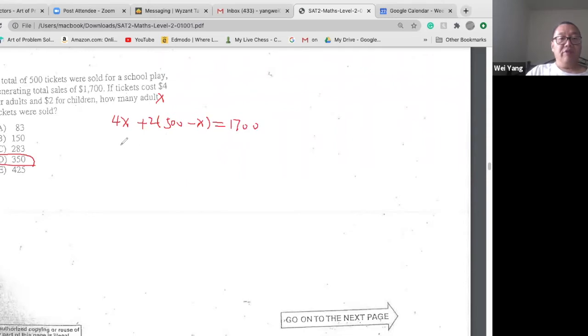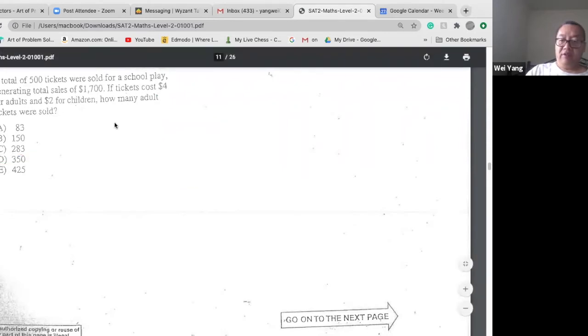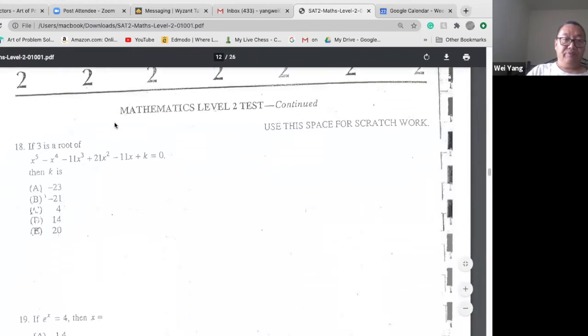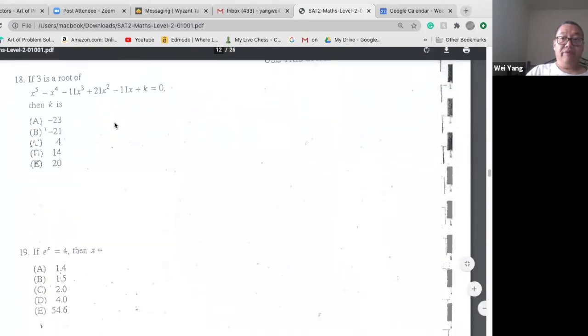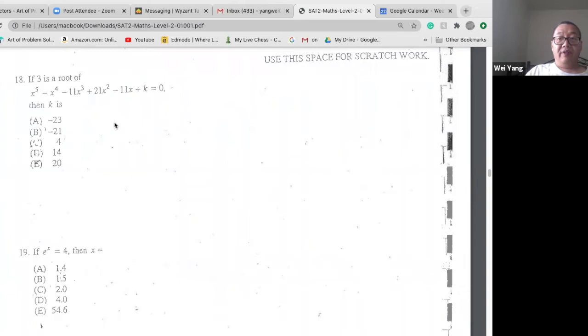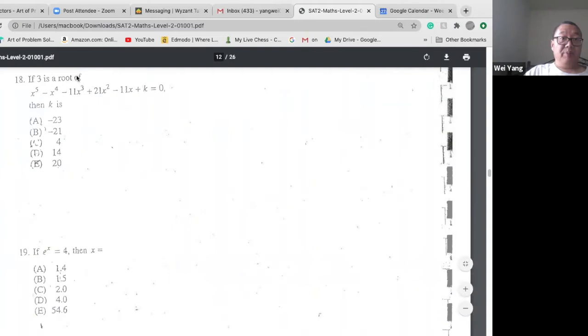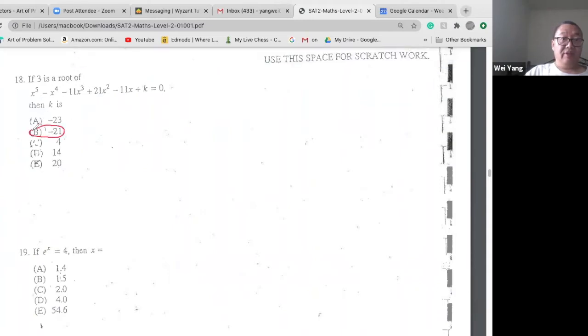Then solve this equation first. Now both sides divided by 2. Got 2x plus 500 minus x equals 850. Then get x equals 350. Very good. Correct. Now let's see 18. What's the answer for 18? B. You got the B. Now let's see.